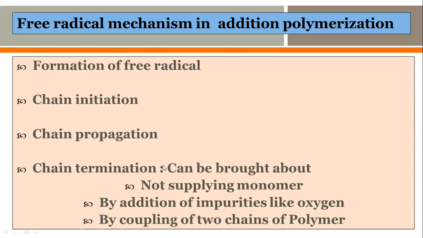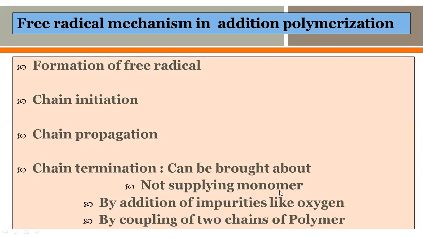I will give one example, but we have to remember these 4 steps: 1, 2, 3, 4. The first step is formation of free radical. You know, a free radical is a chargeless species; it only has electrons. Then chain initiation, the chain will be started. Chain propagation, the chain will grow. Chain termination means we have to stop the reaction. We can stop the reaction by using these 3 methods.